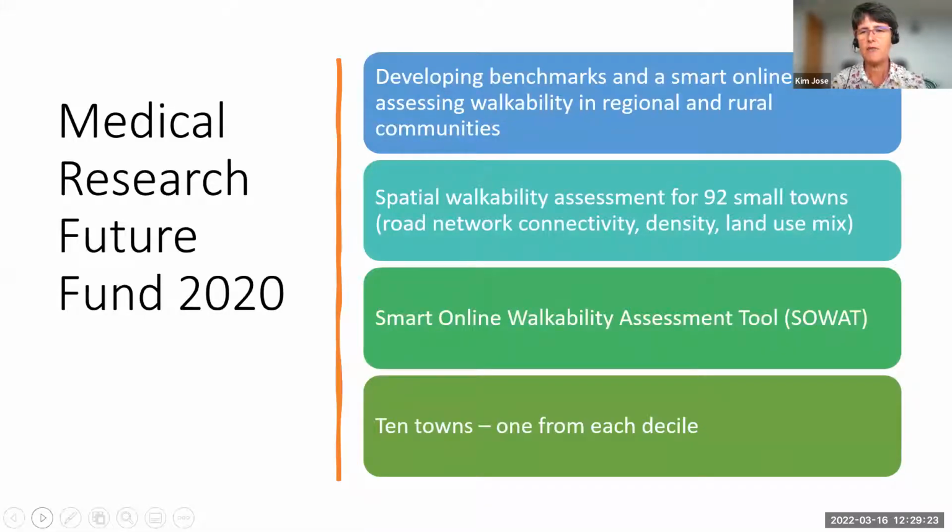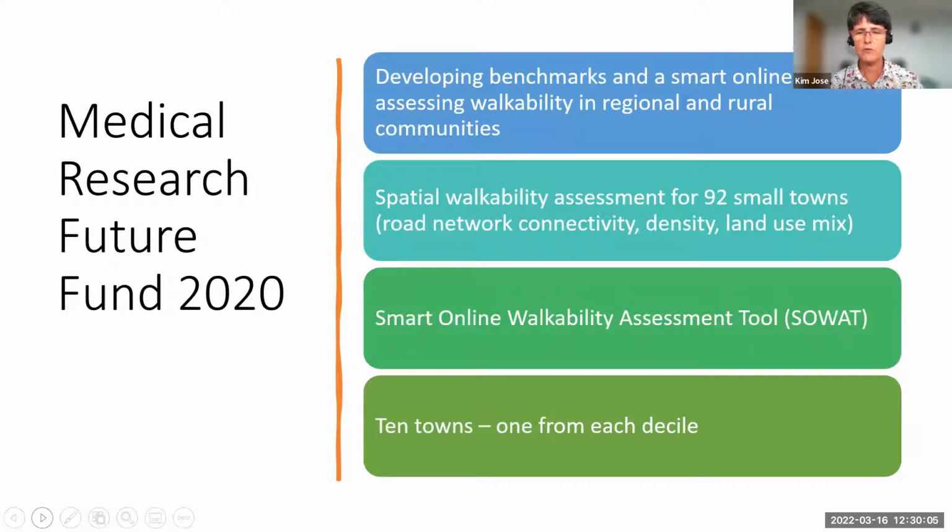Just a follow-up from that: building off that pilot work, we were successful in getting a Medical Research Future Fund grant in 2020 to progress this work. To extend it, a bit more around developing benchmarks around walkability in rural and regional towns and using the more traditional spatial walkability assessment processes. We specifically focused on 92 small towns here in Tasmania, which are towns with populations of 6,000 or less. About a quarter of Tasmania lives in these small towns, so it's a reasonable percentage of our population.